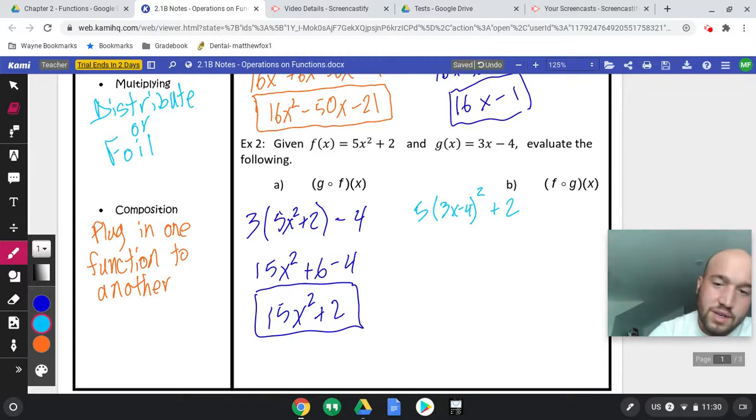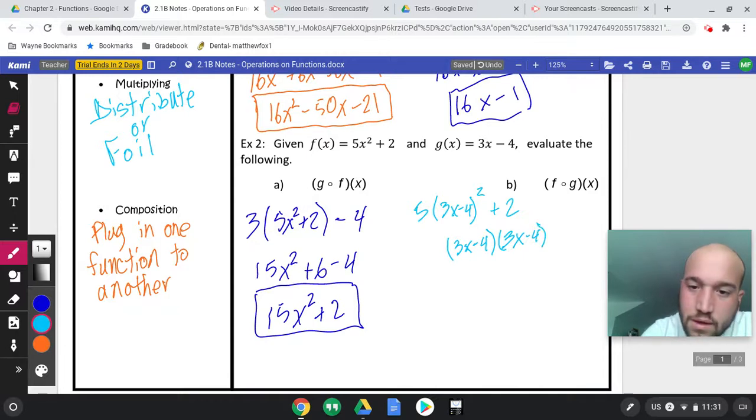So now, 3x minus 4 squared is 3x minus 4 times 3x minus 4. So we're going to do FOIL. So first gives us 9x squared. Outside gives us minus 12x. Inside, another minus 12x. And last gives us plus 16. Okay, so we need to simplify or combine our like terms. So 9x squared minus 24x plus 16.